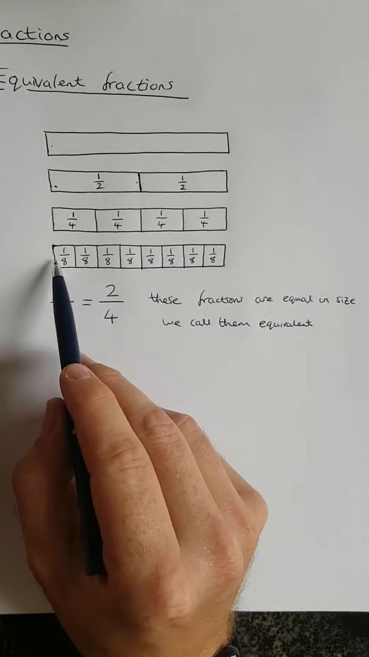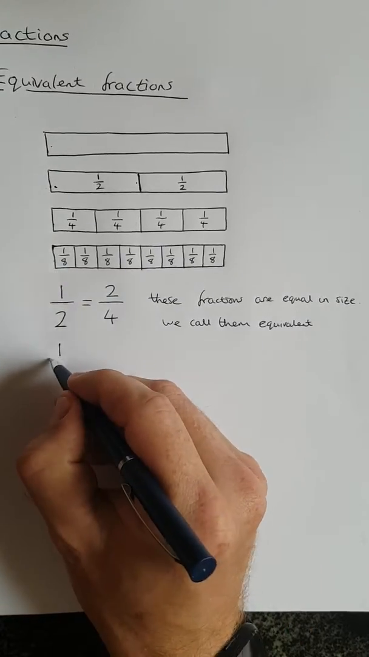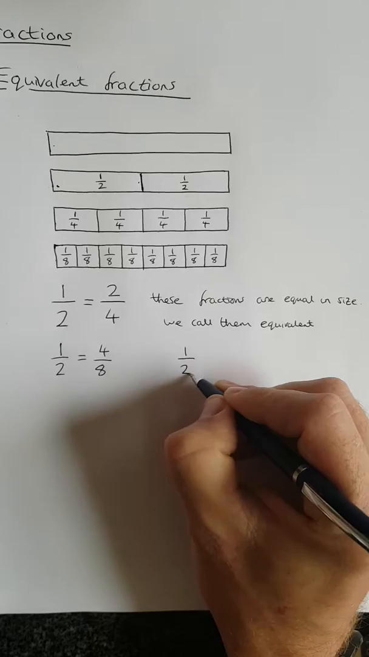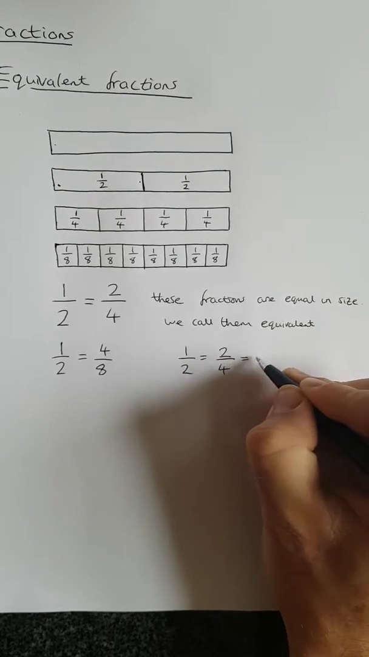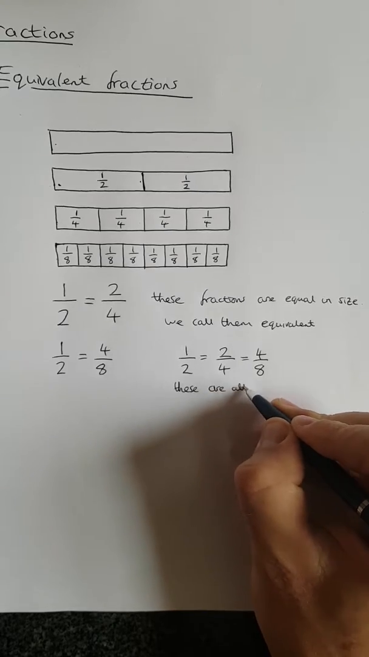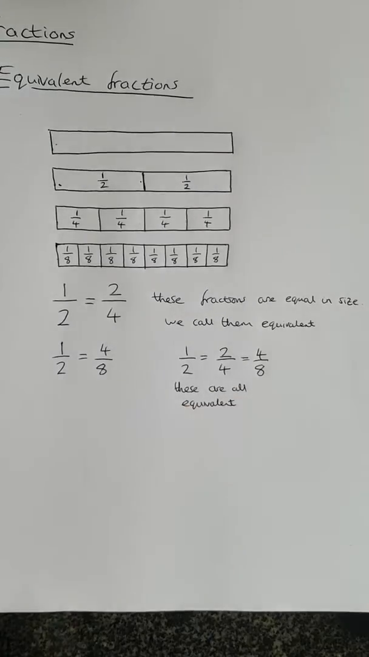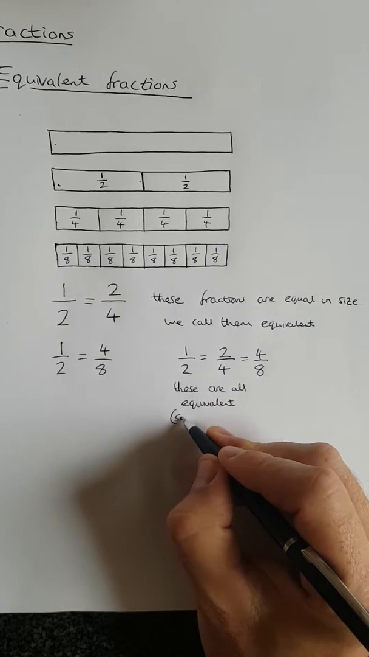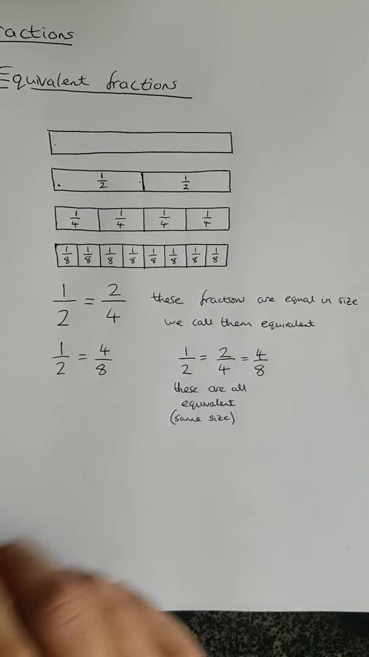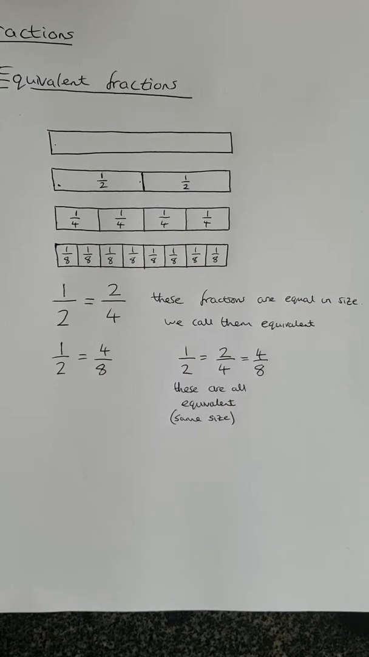I can also spot though that 1, 2, 3, 4 eighths is also equal to a half. So 1/2 equals 2 quarters equals 4 eighths. These are all equivalent. That means they are the same size. The question is, are there any others we can see on this diagram? Pause the video now and spend a couple of minutes looking to see if you can spot any more.